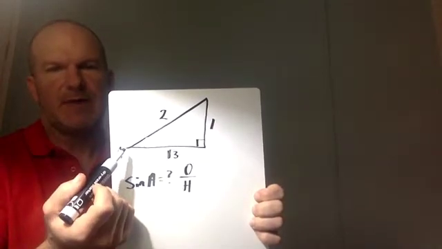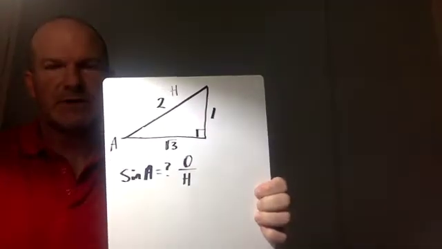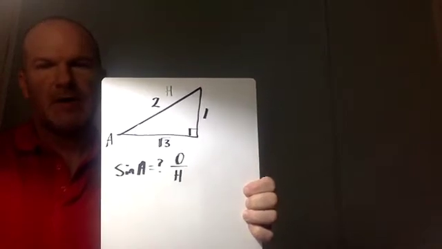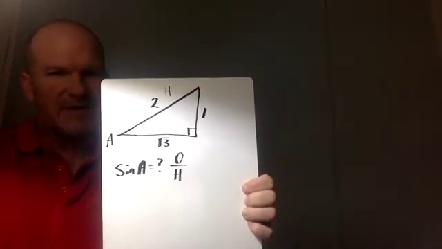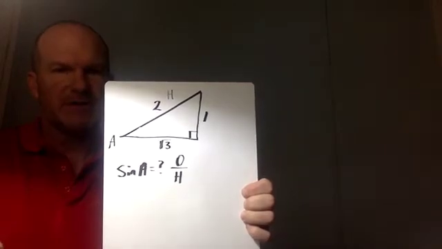So which side is opposite of A? Well, it's probably easiest to start with which side is the hypotenuse. The hypotenuse is always the longest side, which is the diagonal side across from the right angle. Now, which one is opposite of A? It's either 1 or square root of 3. You got a 50-50 chance here.